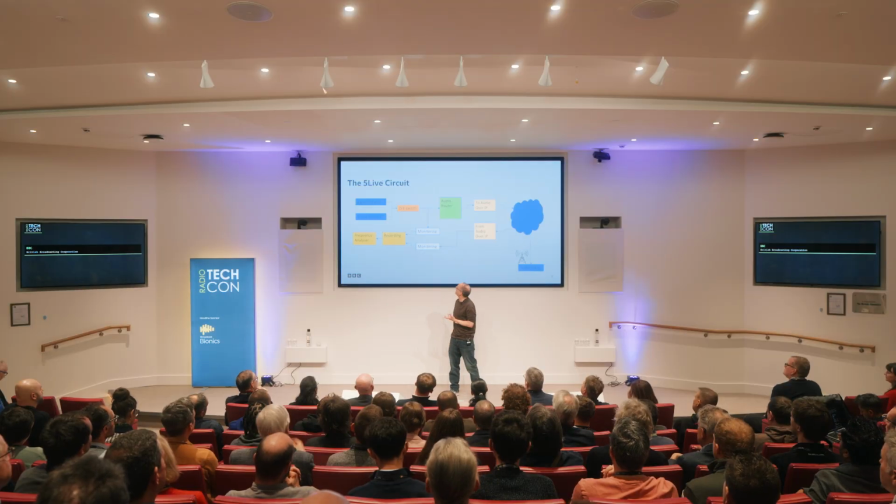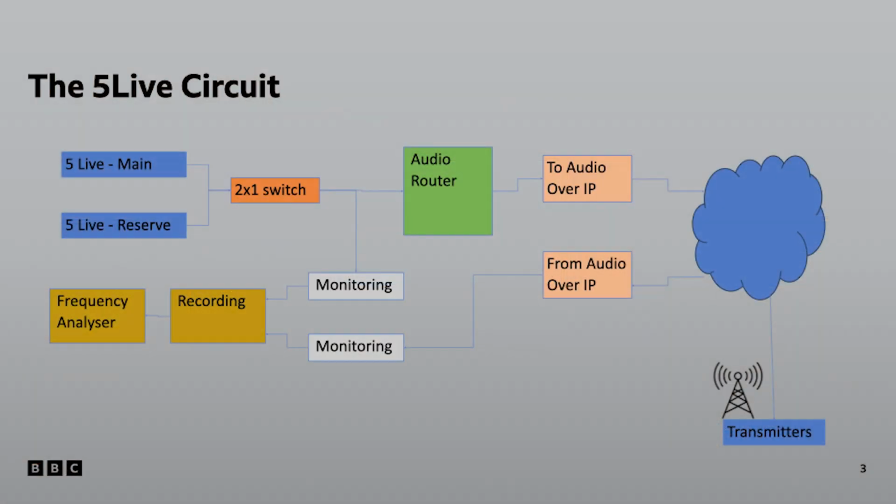This is the circuit, basically, of the 5 Live. It comes in from Salford to ours, there's a 2x1 switch, an audio router which belongs to CCM, goes into AES67, some more routing, and to the transmitters. We've got monitoring points, both ends.